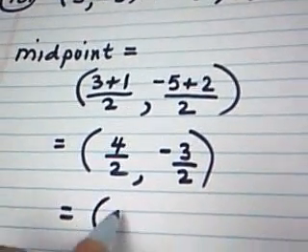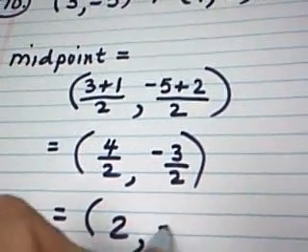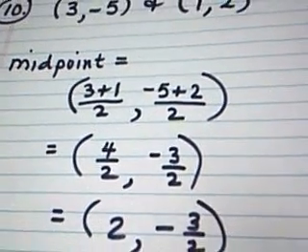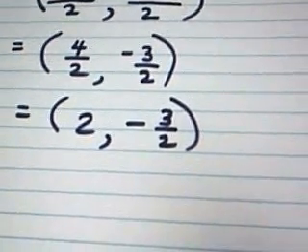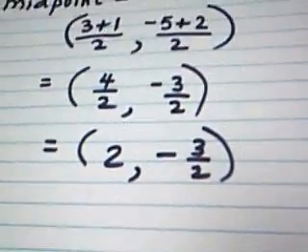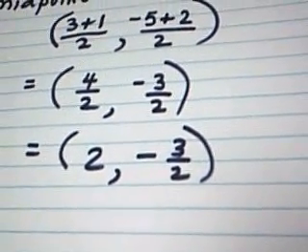And that simplifies to the ordered pair 2, negative 3 halves. And that is the location, or those are the coordinates of my midpoint of this line segment if I were to draw it on graph paper.